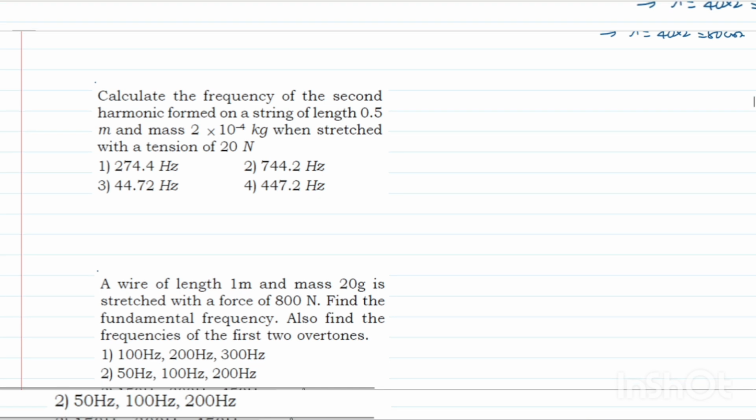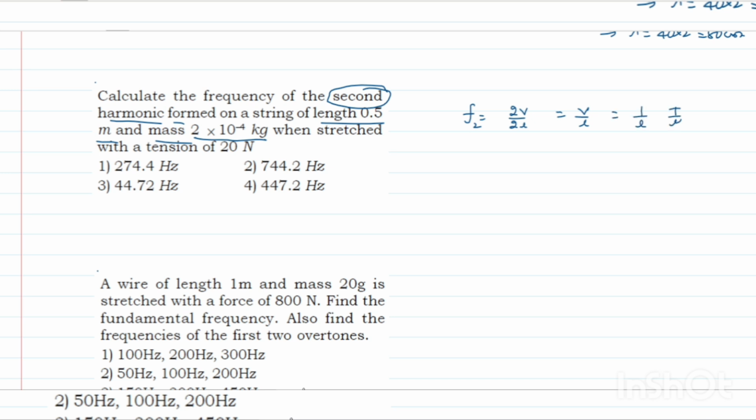So let us see the next question, students. Calculate the frequency of the second harmonic. The string length is given as 0.5 meter, its mass is 2 into 10 power minus 4 kg, and it is stretched with a tension of 20 newtons. Now we need to calculate the frequency. Frequency for the second harmonic, that is F2, is 2V by 2L, which is V by L. V is root over T by mu.